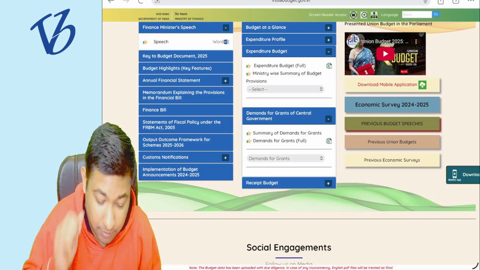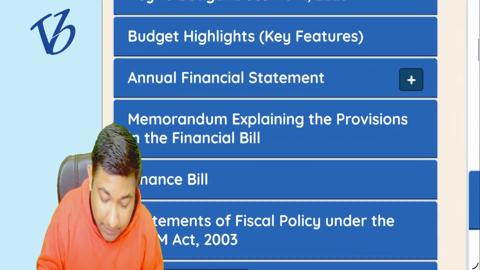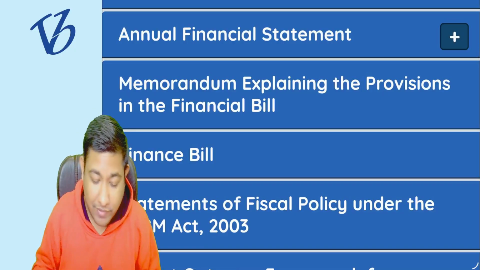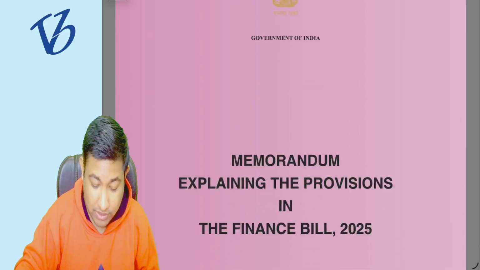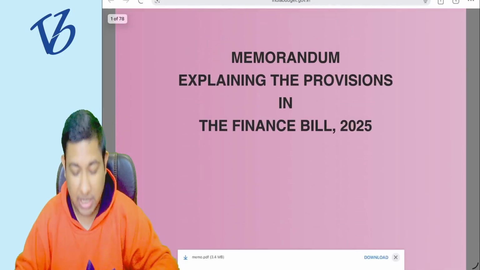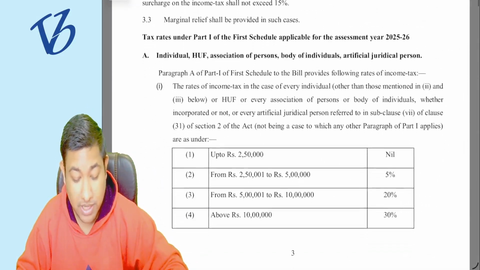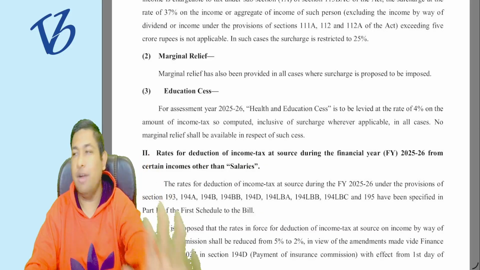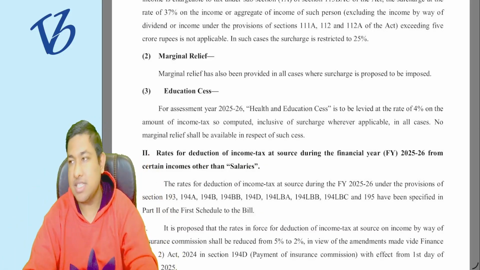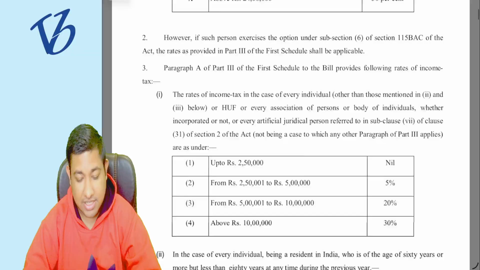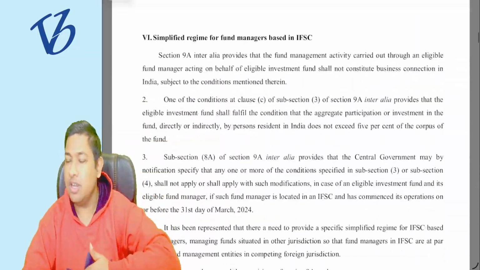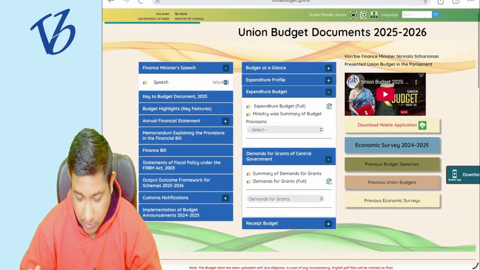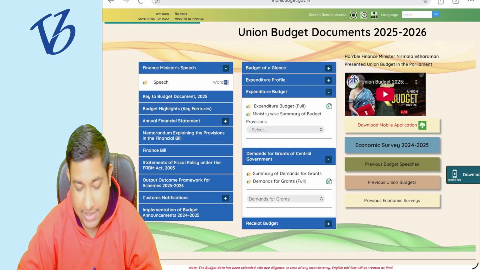Second, what is important is the memorandum explaining the provisions in the finance bill. Can you see the memorandum explaining the provisions of the finance bill, the budget memorandum? It will also explain the reason for each and every amendment, why this particular amendment is coming and why we are doing all these changes. So it is also explained in this particular provision. You can find all these things on this particular website itself.